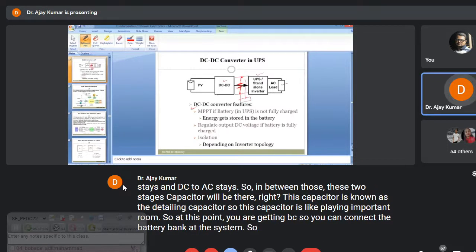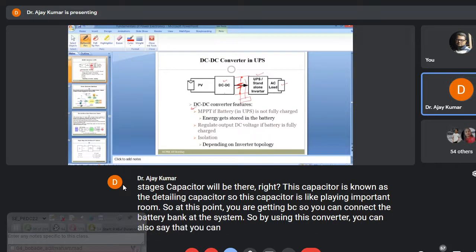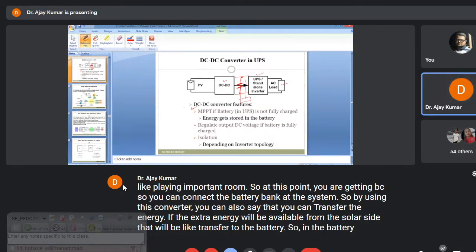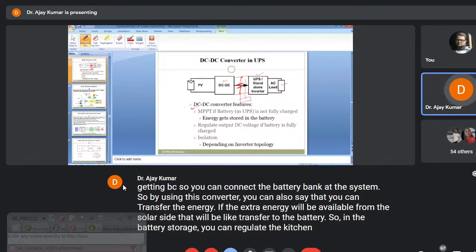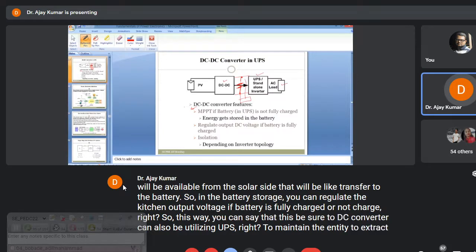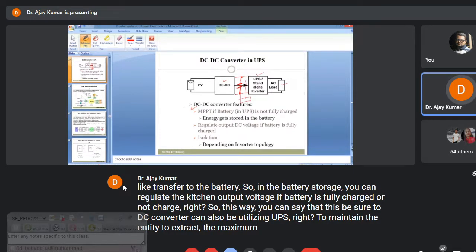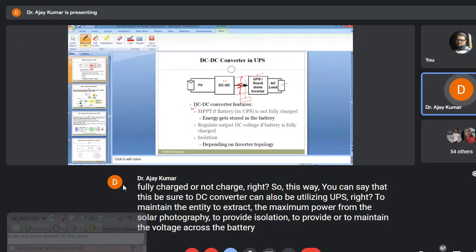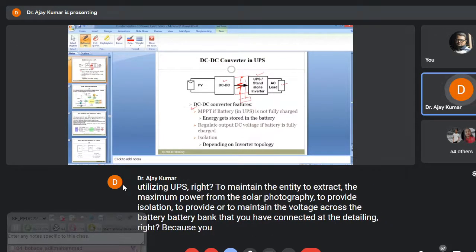So by using this converter, you can also transfer the energy. If extra energy is available from the solar side, it will be transferred to the battery. In the battery storage, you can regulate the DC output voltage depending on whether the battery is fully charged or not. This way, the DC to DC converter can also be utilized in UPS, to maintain the MPPT, to extract the maximum power from the solar photovoltaic, to provide isolation, and to maintain the voltage across the battery bank that you have connected at the DC link, because you just want to charge the battery. So everything is based on this DC to DC converter.